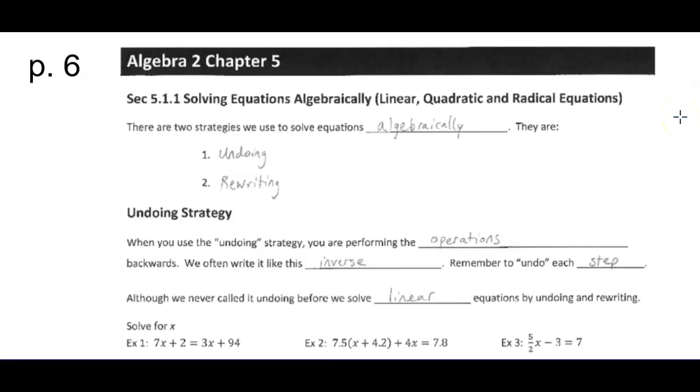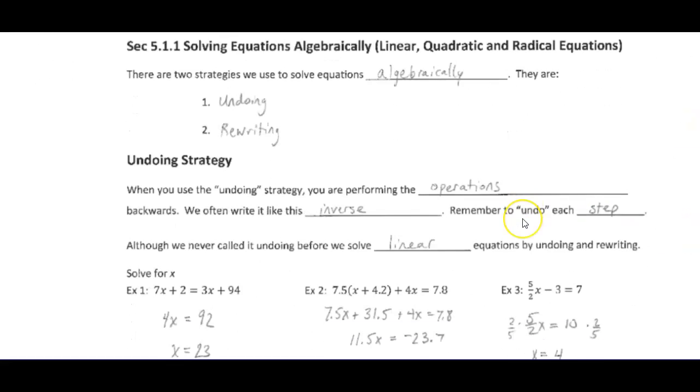All right, section 5.1.1, we're looking at solving equations algebraically, talking about linear first, then quadratic, and also radical equations. There are two strategies we're going to use here to solve equations algebraically. One's called undoing, which is what you're used to with just using opposite operations, and another one called rewriting. If there's a more convenient way to see the equation, we'll rewrite it into a different format.